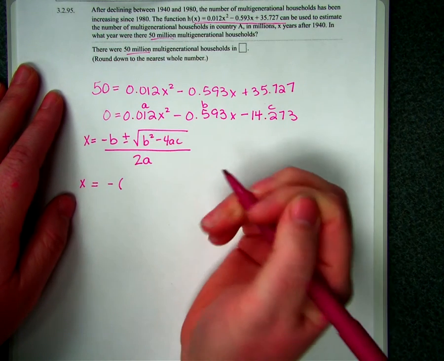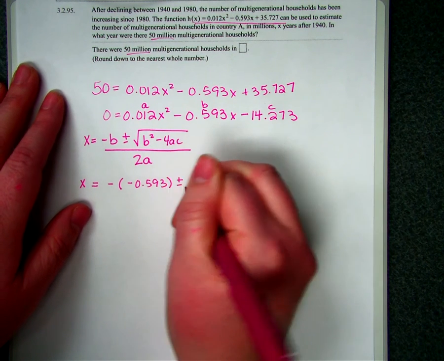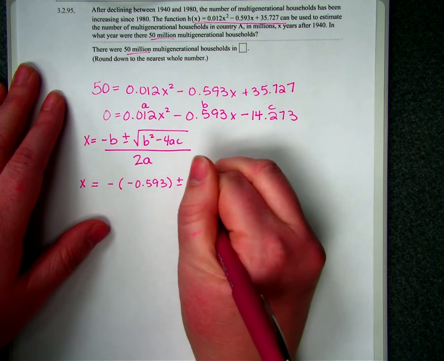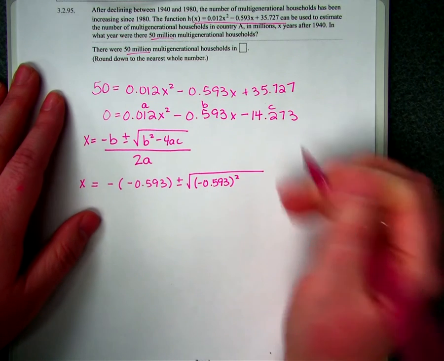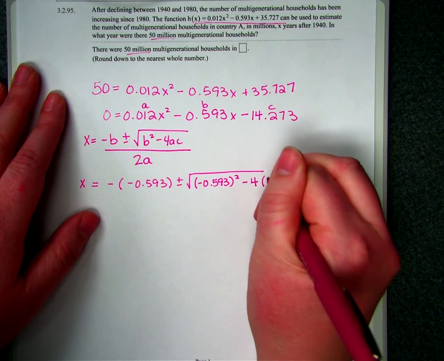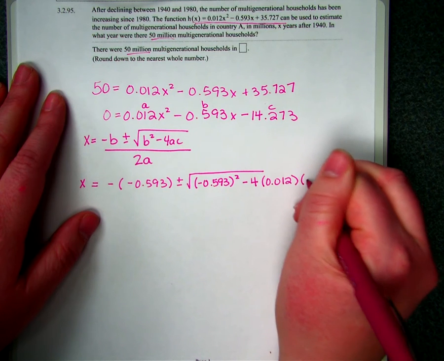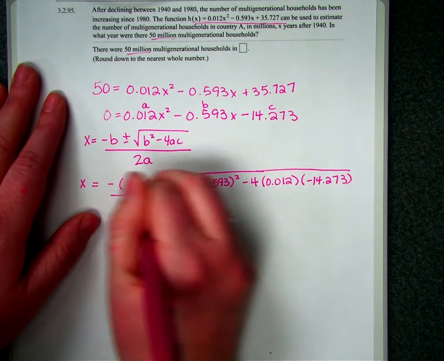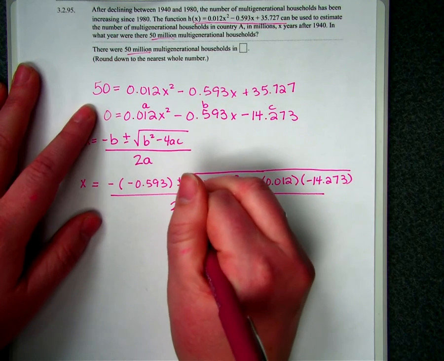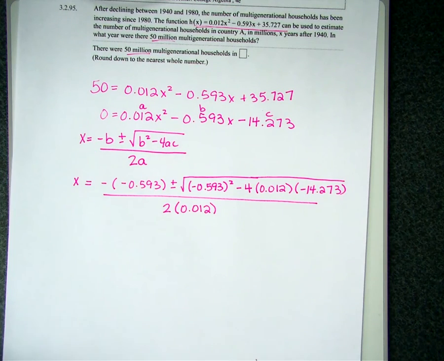So this equals a negative 0.593 plus or minus the square root of b squared, so negative 0.593 squared, and when we square it, it'll become positive, minus 4 times our a of 0.012 and c of negative 14.273. And this is all over 2 times a, and our a was 0.012. So now we have it set up. We're ready to plug this all into our calculator.